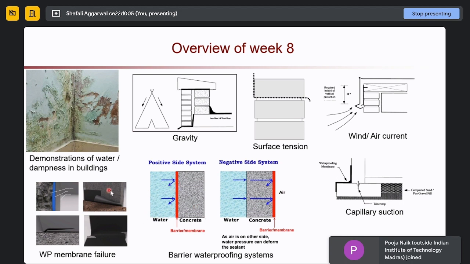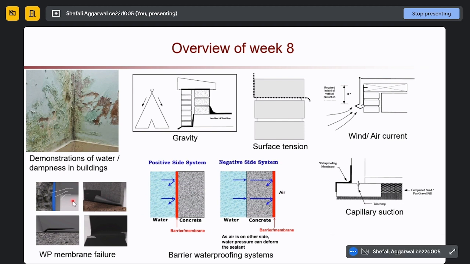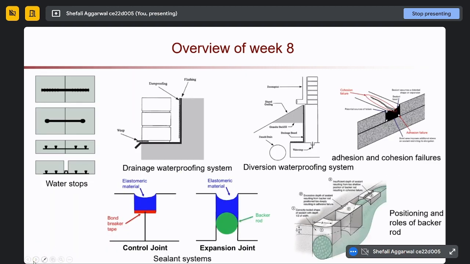Okay. After that, you might have studied different waterproofing membrane failures. What different types of failure can there be? Maybe there is overlapping of the membrane. There are defects in the membrane. Proper wrapping is not there. So, different kinds of membrane failure. After that, what waterproofing methods can we apply.